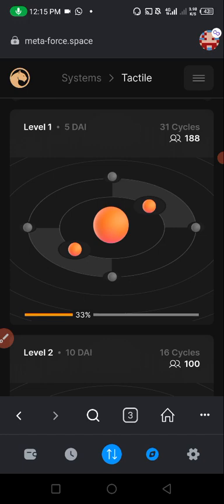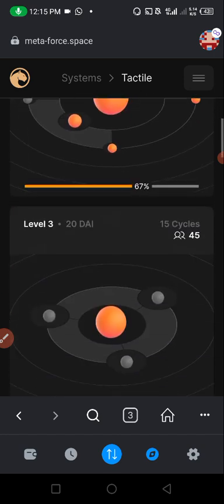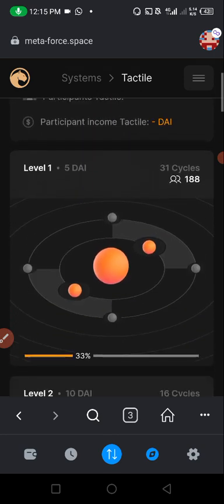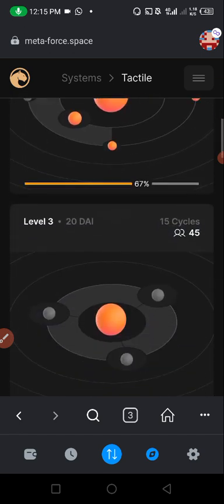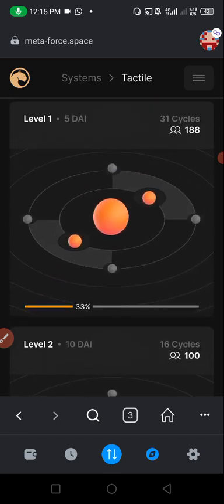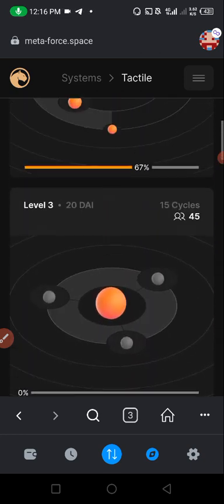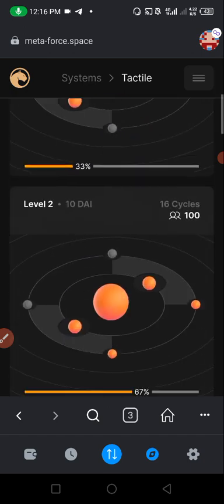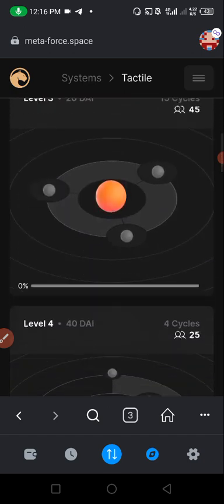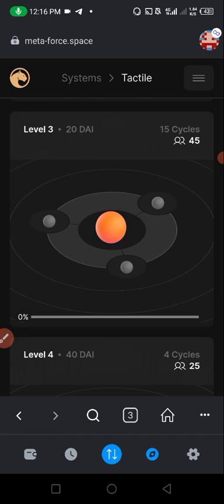And there are two kinds of level on Tactile: the S6 and the S3. The S6 consists of the levels with 6 circles, which are level 1, 2, 4, 5, 7, 8, 10, and 11. Then the levels which are S3 consist of 3 circles: level 3, 6, 9, and 12.